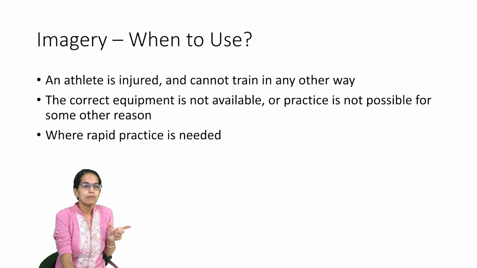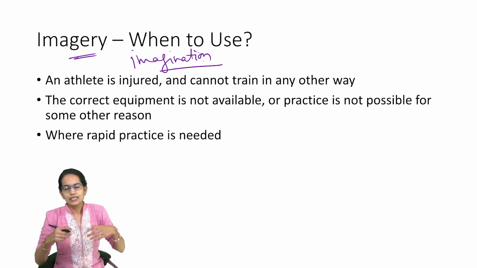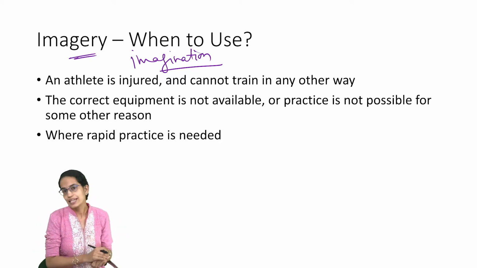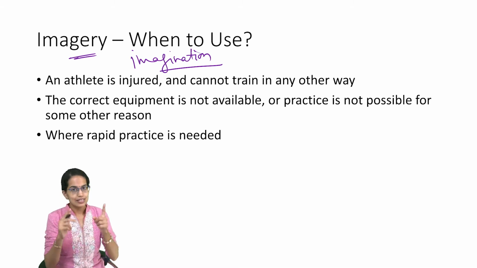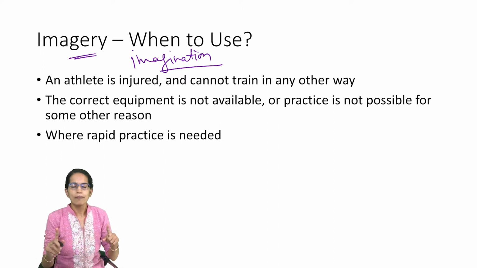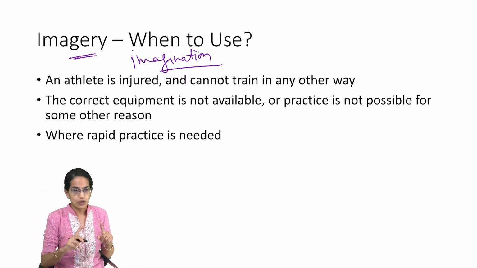Next is imagery. Imagery is mere imagination. You are not actually playing it. So when the sportsman is on the ground, there is an injury. Now when there is an injury, the athlete cannot play, but the athlete can play through imagery, the imagination of the whole match. And the complete training can work according to it.